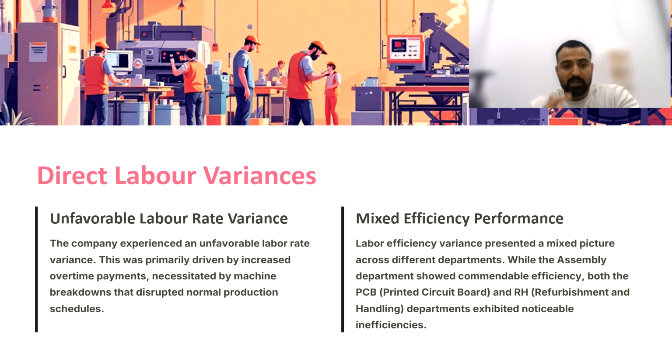the labor cost. And in terms of labor efficiency, the results were mixed across departments. The assembly department performed well, showing good efficiency. However, the PCB department and the refurbished and handling department showed noticeable inefficiencies. This indicated that while some areas used labor effectively, others needed improvement.